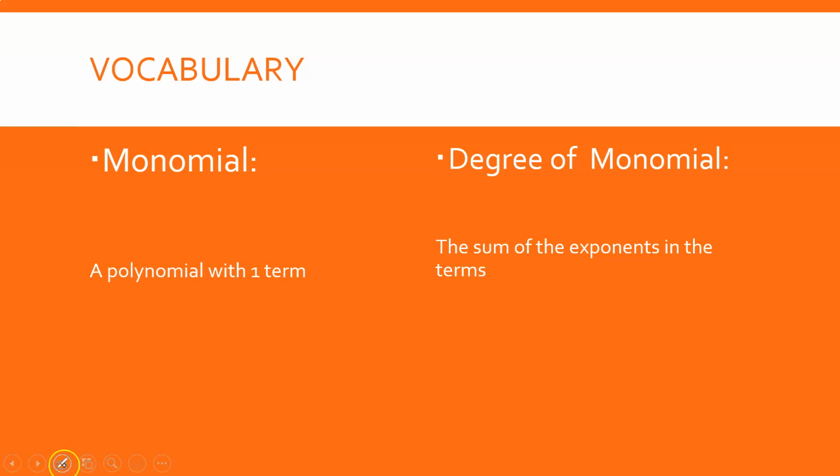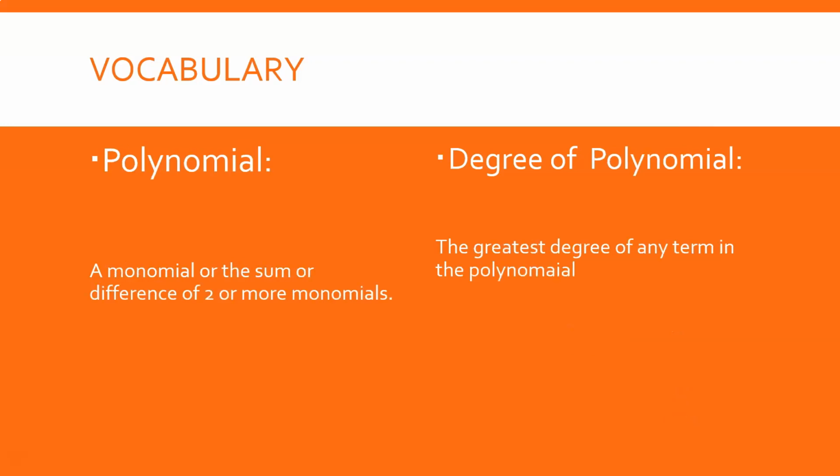So, for example, if I have 3x squared y to the first, I would add the 2 and 1. The degree of that would be 3. That's how you get the degree of the monomial. A polynomial is a monomial or the sum or difference of two or more monomials, like this: 3x plus 2y. That's a polynomial.